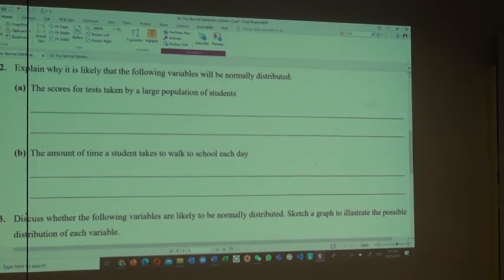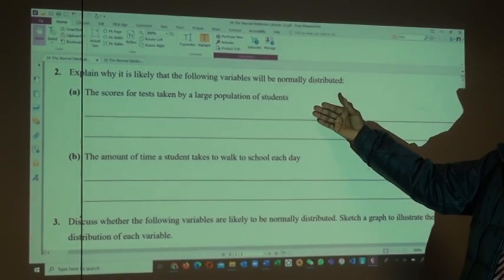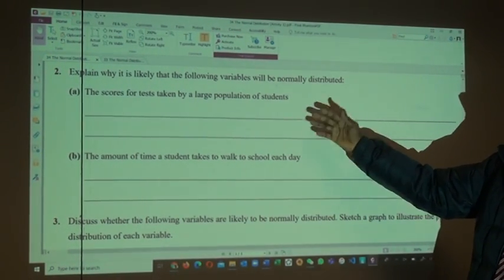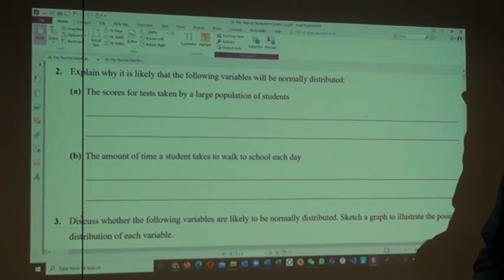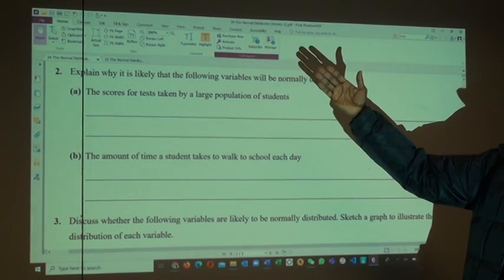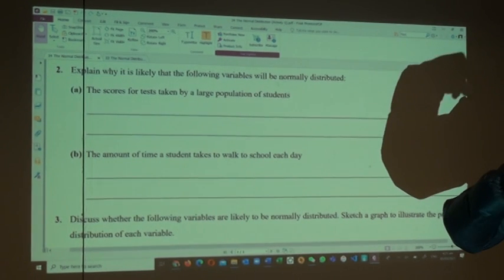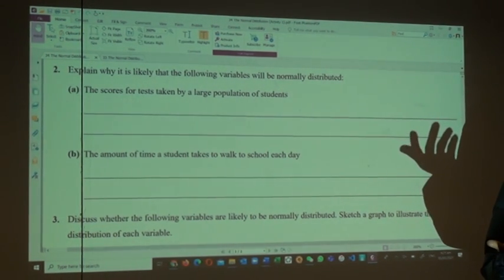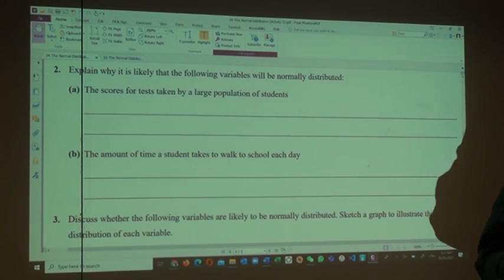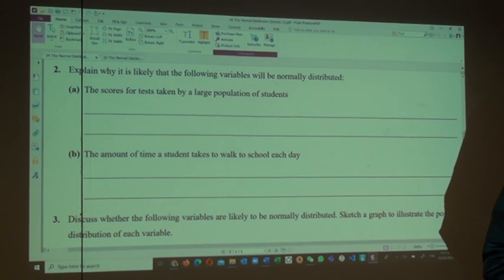So for this one, can you tell me what you have written? This we've discussed. You will expect that, why is it likely that the following variables are normally distributed? Because we will expect that most of the students' scores will cluster around the average, right? Will be near the average, and only a few people, like very few people, will probably be at the extreme up or the extreme down. That would be the expectation, okay?